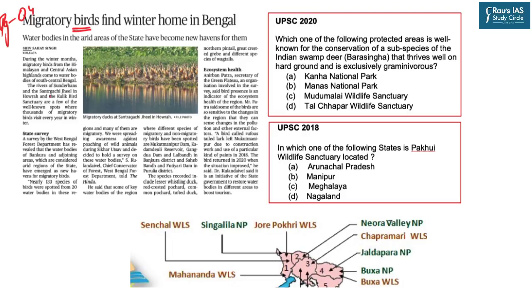The most important area mentioned in today's news article is the Kulik bird sanctuary. So that is why this topic is mostly relevant from the prelims point of view. As you can see here, several map-based questions have previously been asked.